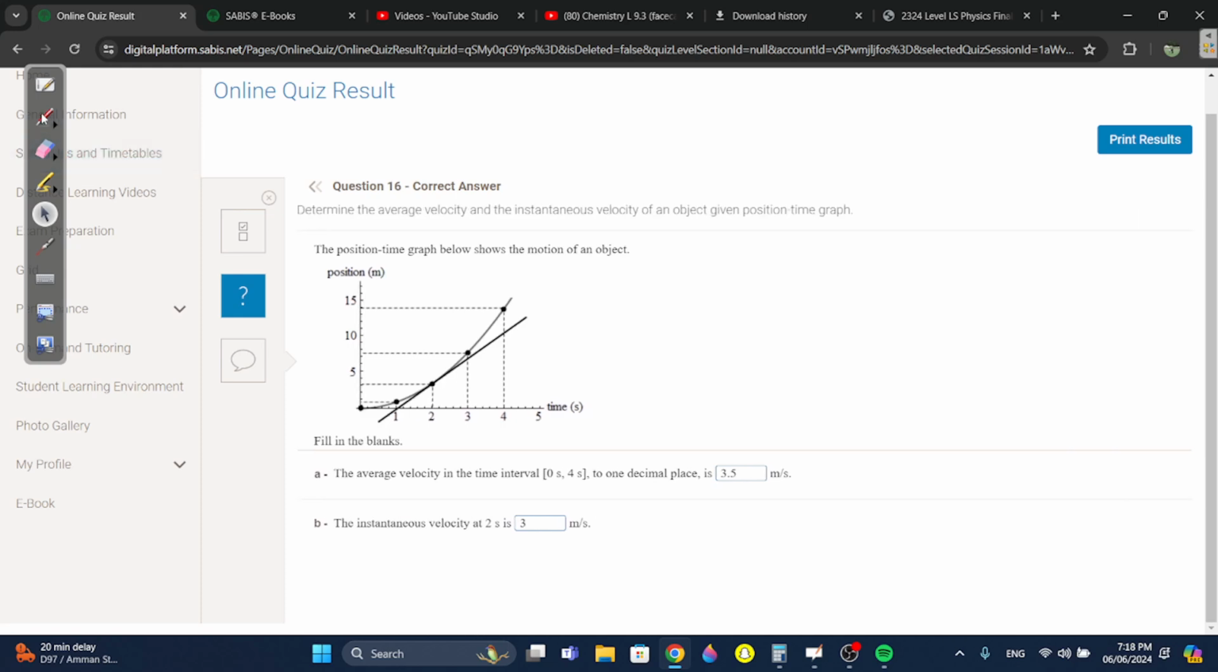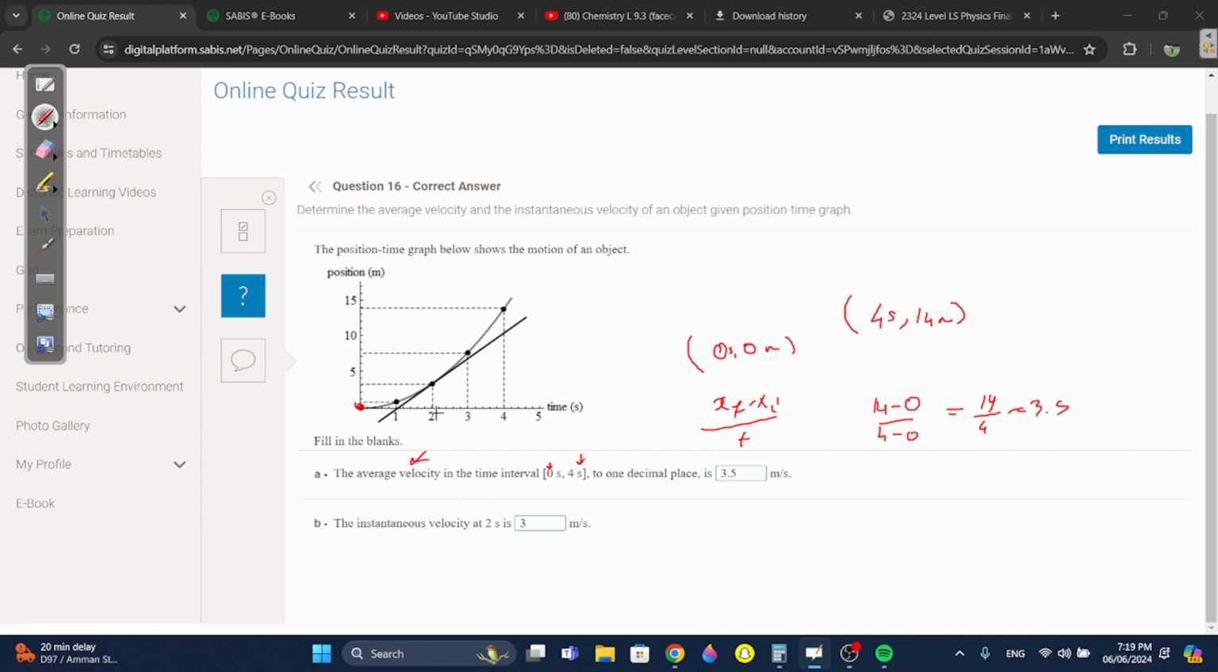Question 16. The average velocity during the time of 0 seconds to 4 seconds. So we see at 0 seconds, it's 0 meters. Then at 4 seconds, it's at 14 meters. So let's do final minus initial, because for velocity, you do xf minus xi divided by the time. Final 14 minus 0 over 4 minus 0, 14 over 4, 3.5.